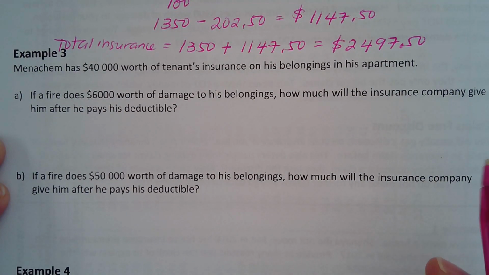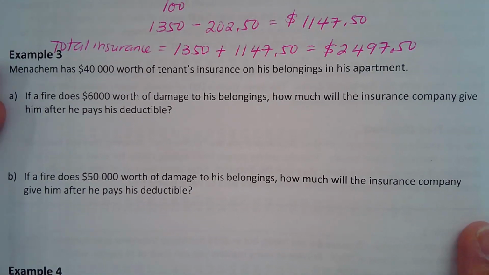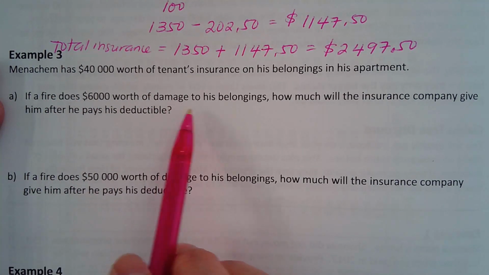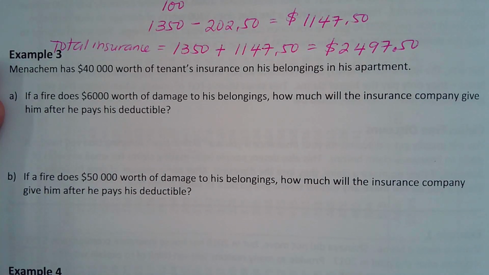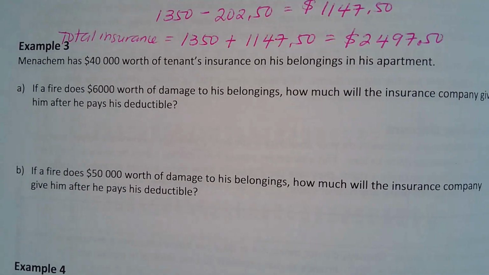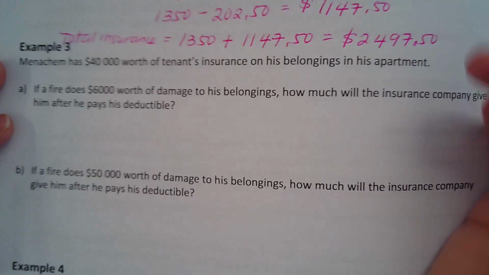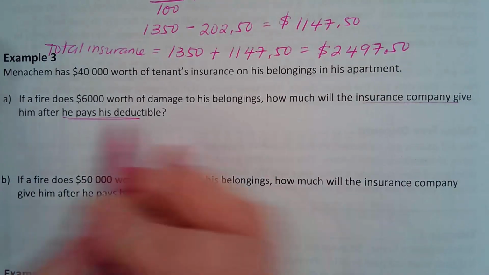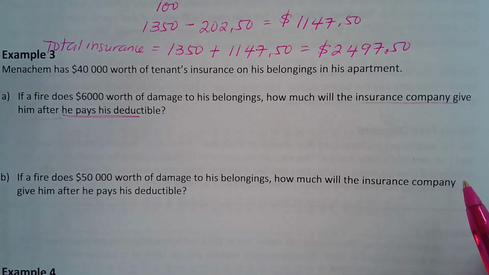Manicum has $40,000 worth of tenant's insurance on his belongings in his apartment. If a fire does $6,000 damage to his belongings, how much will the insurance give him after he pays his deductible? Okay. This is going to be weird, right? How much will the insurance give him after he pays the deductible? So this is what happens.